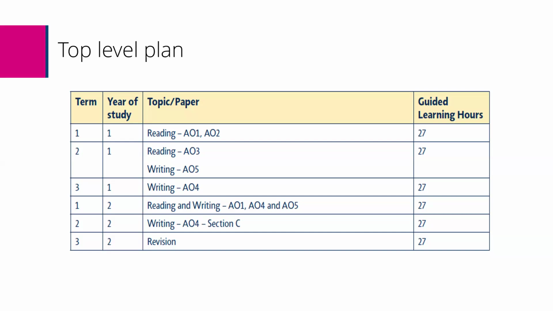So this is thinking about it and approaching it in terms of the reading skills, the AO1, the AO2, the AO3. The AO3 is the comparison, the AO2 is the analysis. The writing skills, AO4 and AO5. Then the reading and writing skills, and the section C and the revision, this particular top level plan.